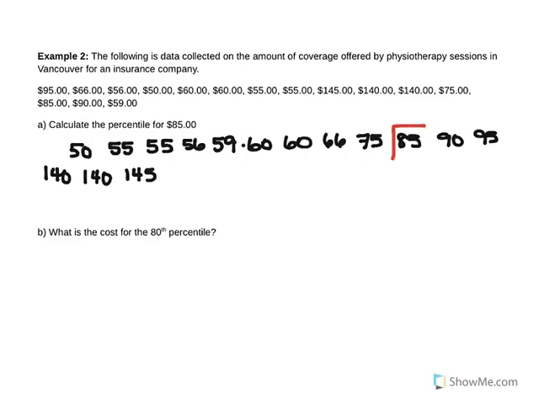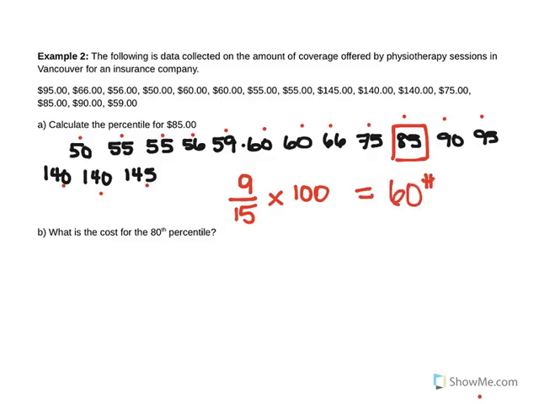So we want to calculate the percentile rank for this number right now. So we're going to count the rest. So 1, 2, 3, 4, 5, 6, 7, 8, 9. So there are 9 below. The total is how many numbers we have in total. So 9, 10, 11, 12, 13, 14, 15. So we have 9 divided by 15 times 100, which equals 60. So it's the 60th percentile.